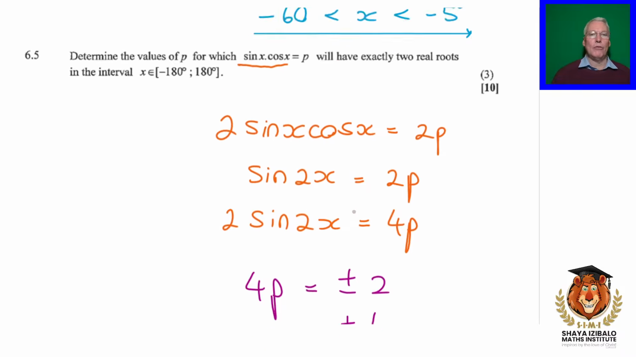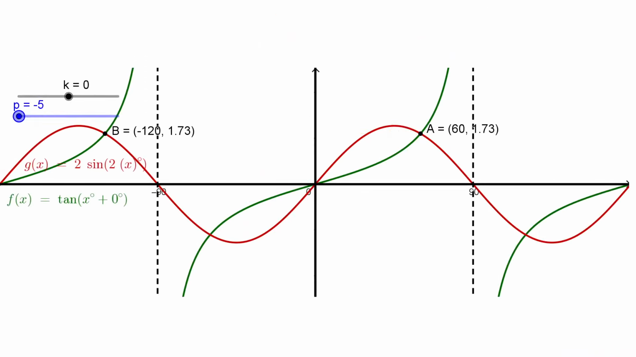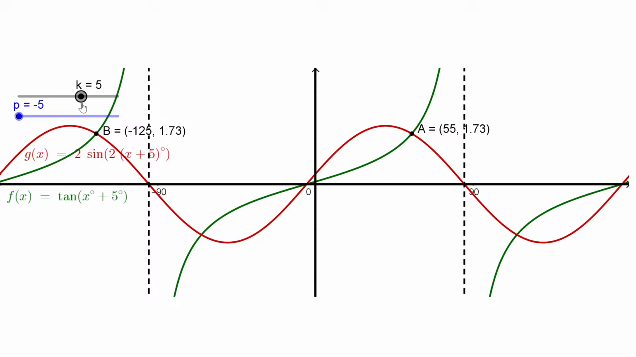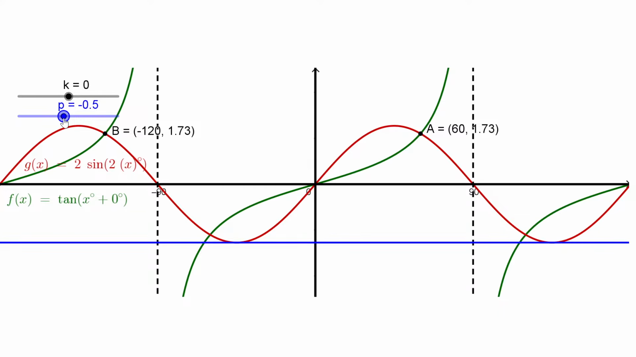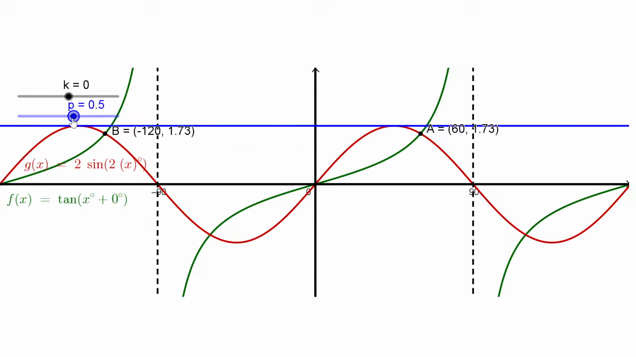I'm going to show you a picture of this. There's the picture of our graphs. The first question, remember, was if we move the graph 5 degrees to the left, you'll see that everything moves 5 degrees left. So where the red graph is below the green graph, where G is below F, it just moves 5 degrees. The next thing is the p value. Remember we said p must be minus a half: when p is minus a half, we get only 2 points of intersection with the red graph, or when p is plus a half, we get only 2 as well.